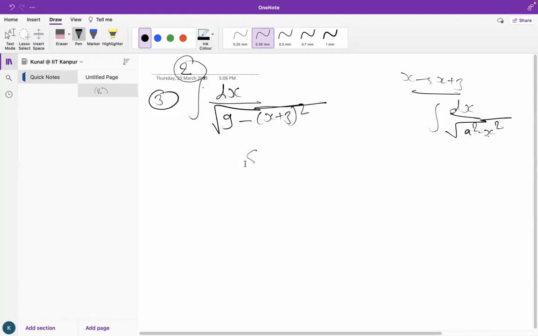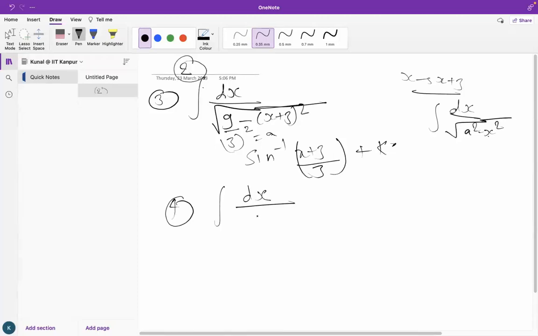So what is its integration? Its integration is sine inverse of x plus 3 by 3, because this is the square of 3, so this is our a. So sine inverse of x plus 3 by 3 plus some constant k. I hope you all understand that. Let's move on to the next problem, which is the fourth one.